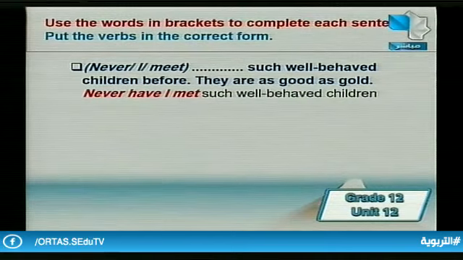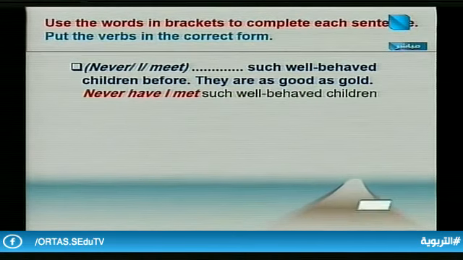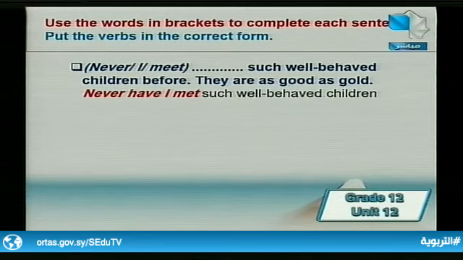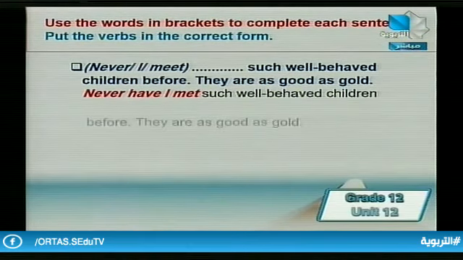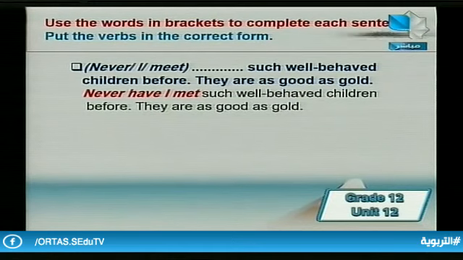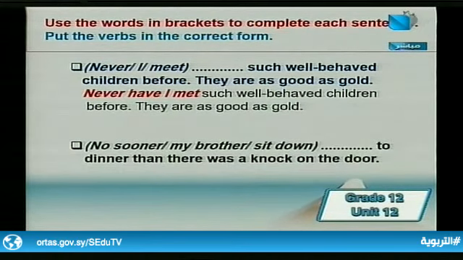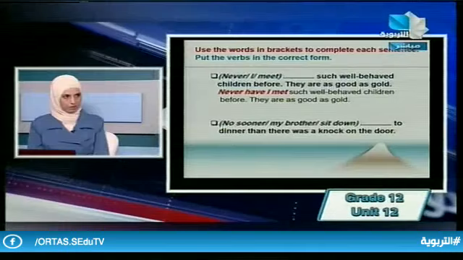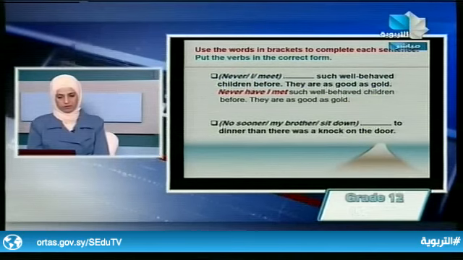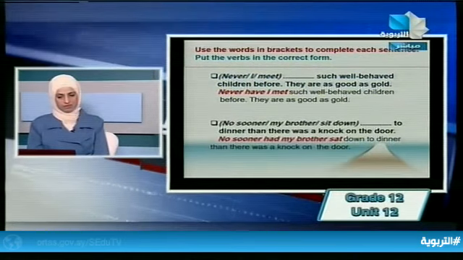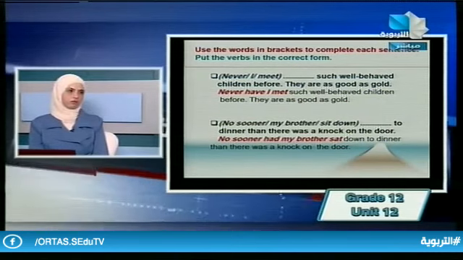Such well-behaved children before. So it becomes "never have I met." We don't say "never I have met" because we start with never, so here we must invert. Very nice. So, never have I met such well-behaved children. The second one, we have to put "no sooner." "My brother sit down to dinner than there was a knock on the door." We have "was" here, so it's in the past. We say, no sooner had my brother sat down to dinner than there was a knock on the door.